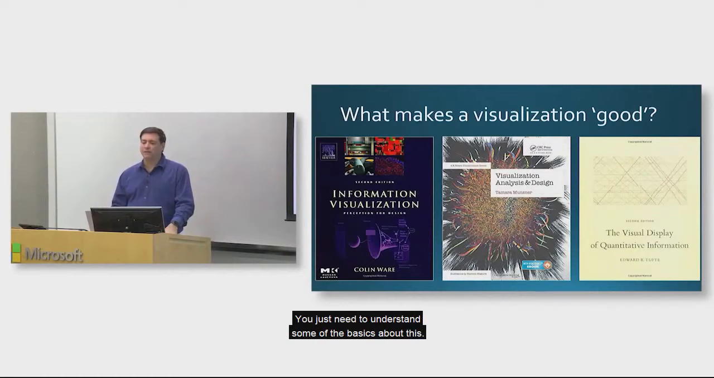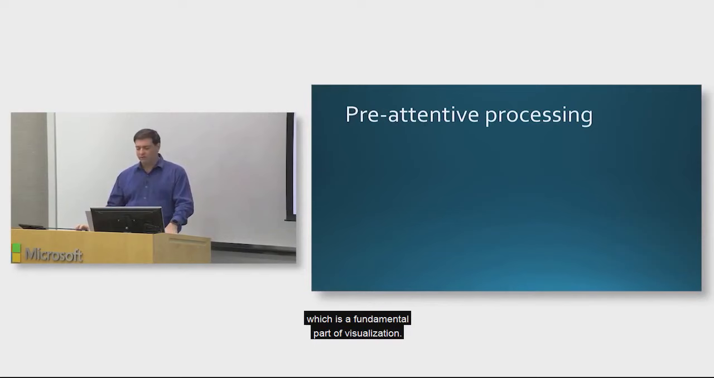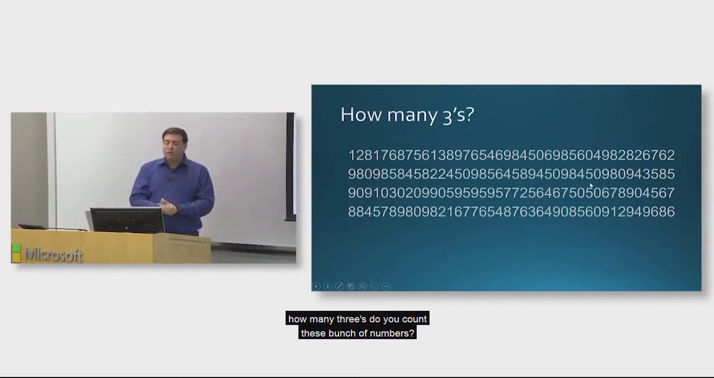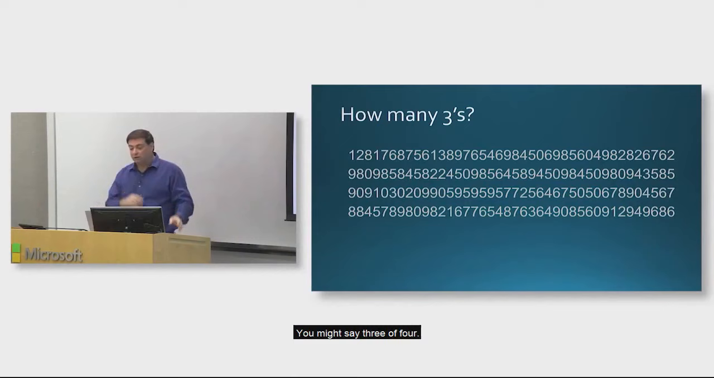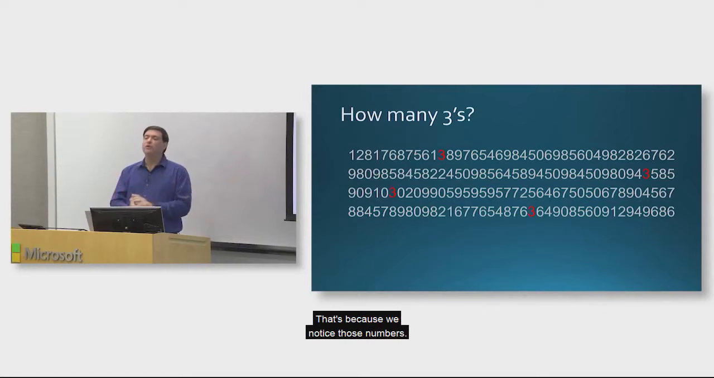So here's one term called pre-attentive processing, which is a fundamental part of visualization. As an example, here's a bunch of threes. And I'm going to ask you, how many threes do you count in these numbers? You might say, oh, three, four. Well, if I highlight them like this, it pops out. That's because we notice those numbers. Now it's good that I highlight these things correctly, because if I missed a three, you would say, oh, there were three threes that I saw, when there were actually four.